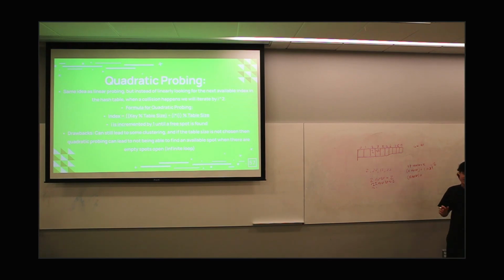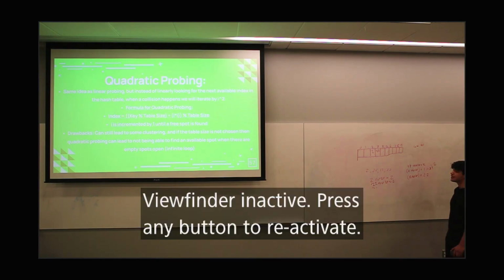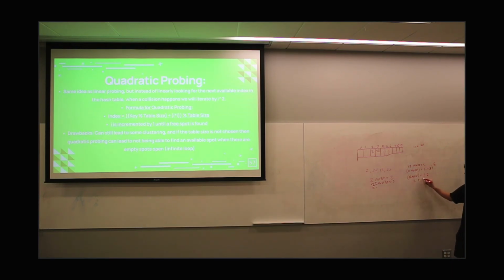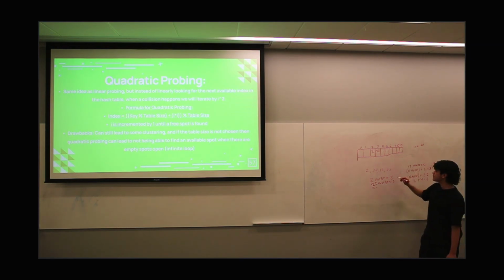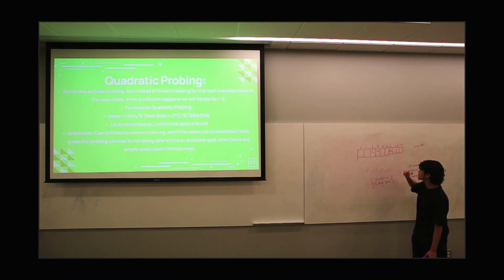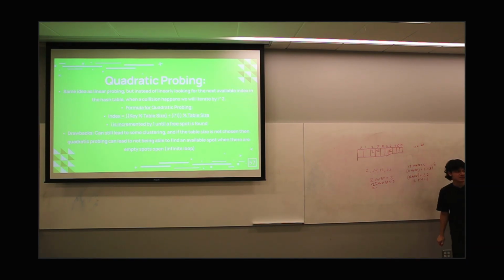This time our i is 2. So now it's 2 times 2, right? So this is 2 plus 2 times 2, that's 4. So it's going to equal 6. So at 6, there's an open spot, so we can go ahead and put 12 at 6. And that's the basic concept.